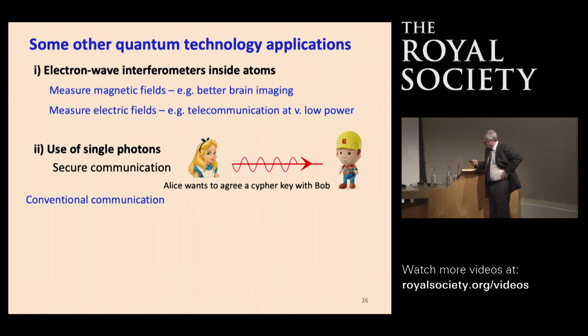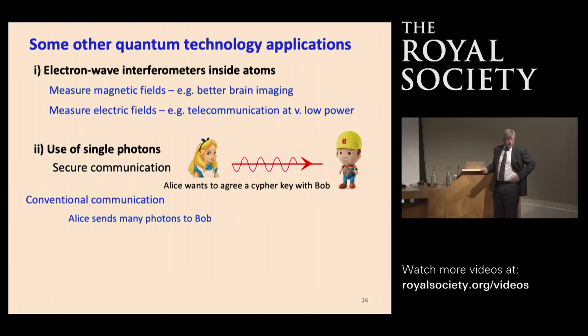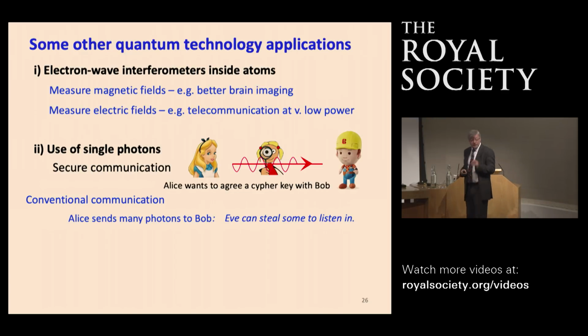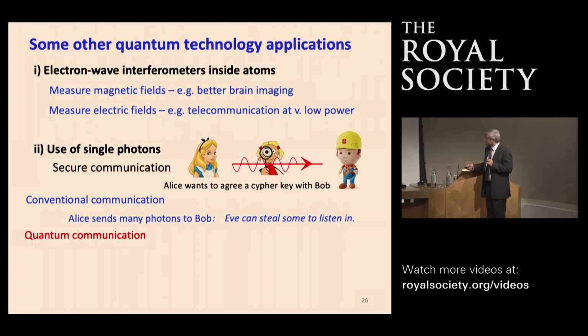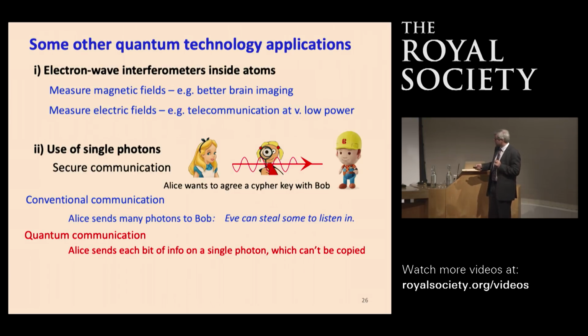Well, in conventional communication, Alice would just phone up Bob and say, this is the key. And the problem with that is that Alice would be sending many photons to Bob, and then Eve, who is not surprisingly the eavesdropper, Eve can steal some of those photons to listen in, and nobody will know. So the trick about quantum communication is that Alice will send each single bit of information on just one photon. And why that's important is that one photon cannot be copied.